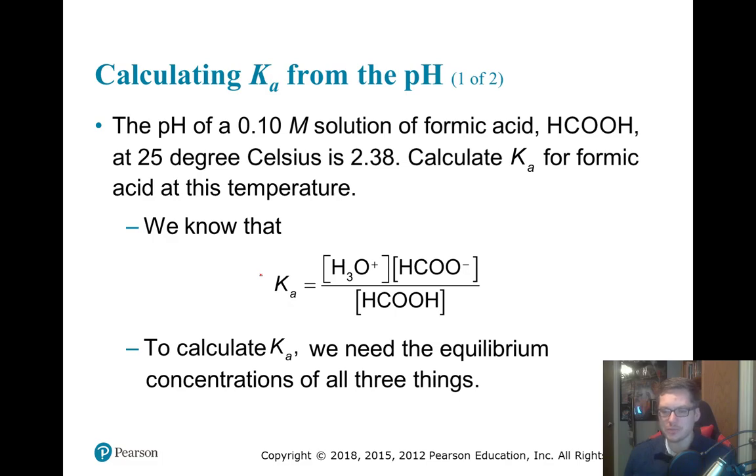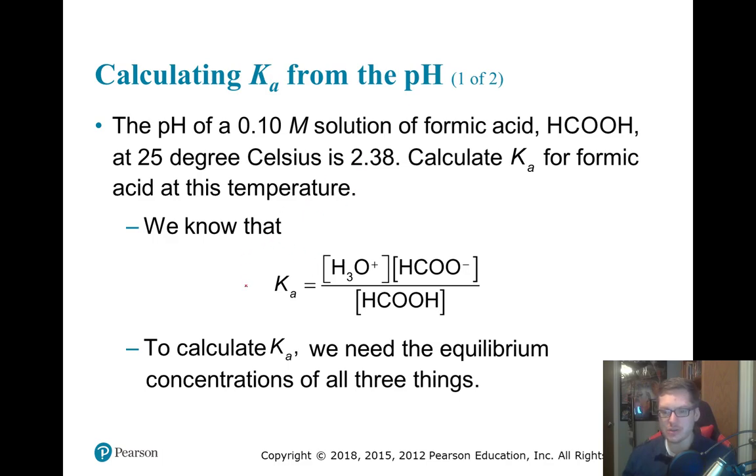Now, what we want to be able to do is use our ICE table skills to calculate Ka from the pH. We've already learned how to calculate our K value from equilibrium concentrations, and this works exactly the same way as what you've already mastered, except now we just have to do one additional step to start.